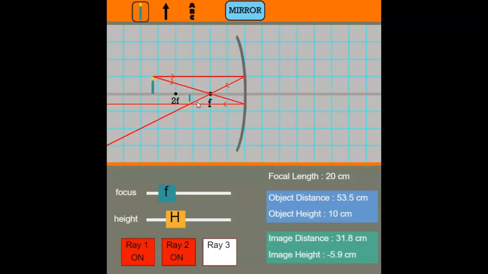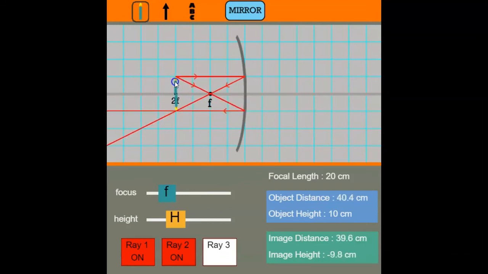Just like in the demos, we saw the real images were upside down. That is a characteristic of a real image. All real images are upside down like that, or inverted from the object. Now we can move the object closer and farther away. So we can put it right here.